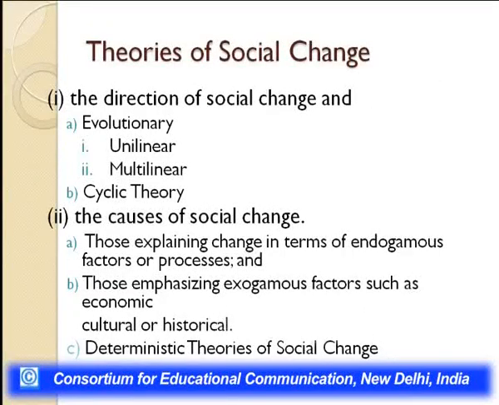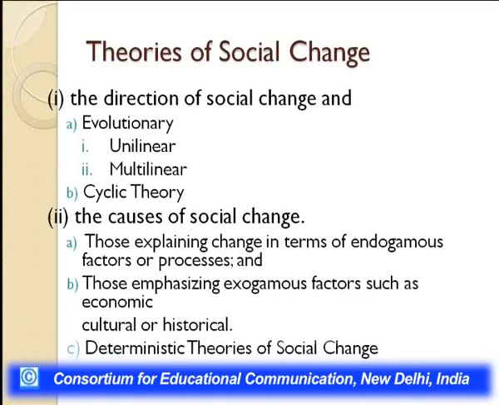Now, after looking into the factors of social change, we look into the theories of social change. These are theories which have been provided by a large number of sociological thinkers. Before going into the different types, the distinction can be made on two accounts. One is the direction of social change, whether it is taking one direction or multiple paths. The second distinction is in terms of the causes of social change. When we look into the direction of social change, the first form is evolutionary, and the second theory of social change is the cyclical theory. In the evolutionary theory, we see the unilinear theory of social change and the multilinear theory of social change.